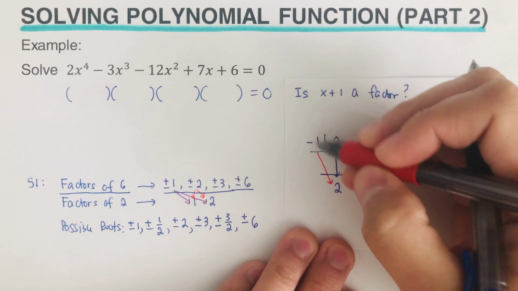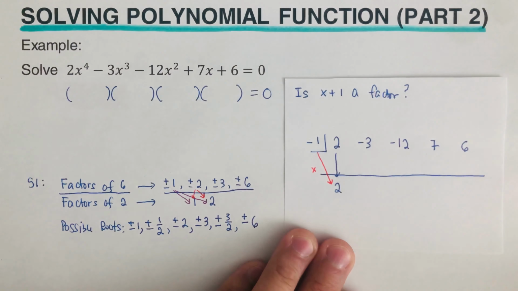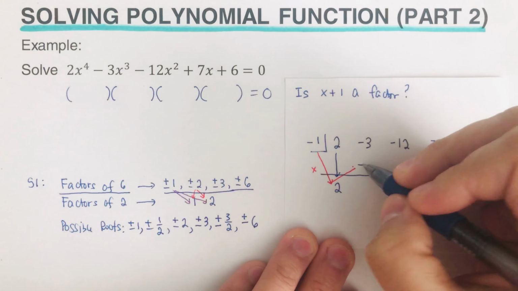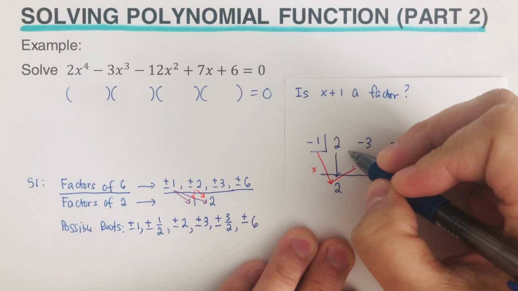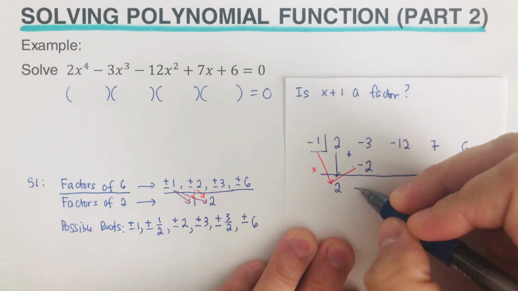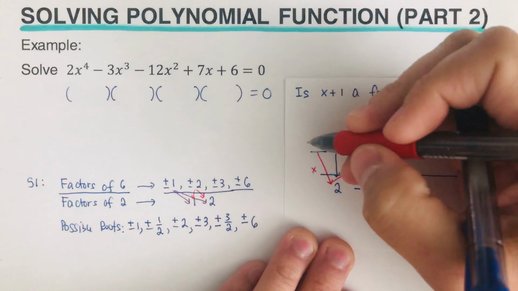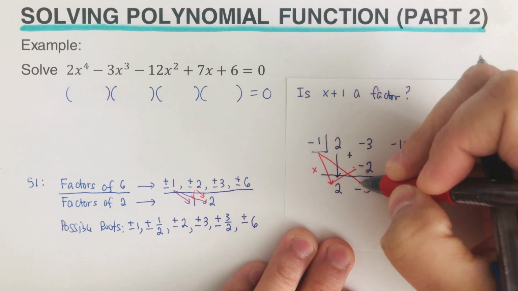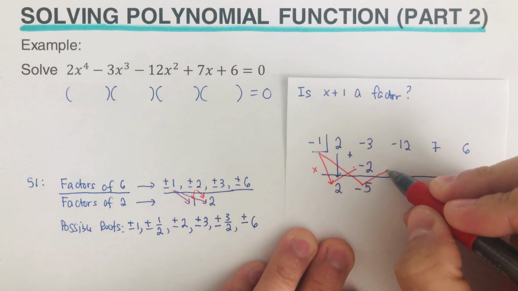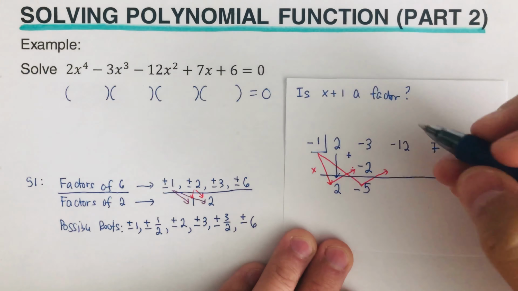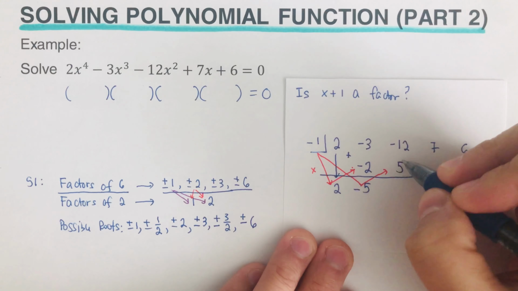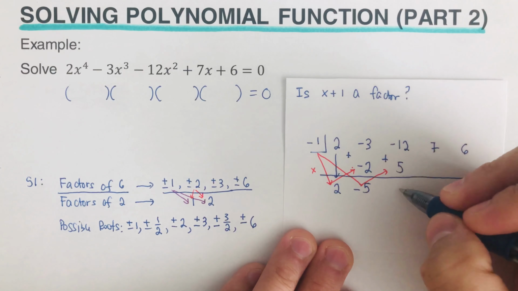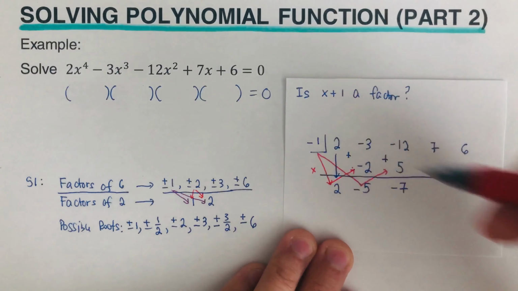So negative 1 times 2 is negative 2. I will put a negative 2 here, and then we're going to add these two together. So this would be a negative 5. And then we will repeat the process. Negative 1 times negative 5 is a positive 5, and we write that up here. Then we add these two together. So negative 12 plus 5 is a negative 7, and then we repeat the process.